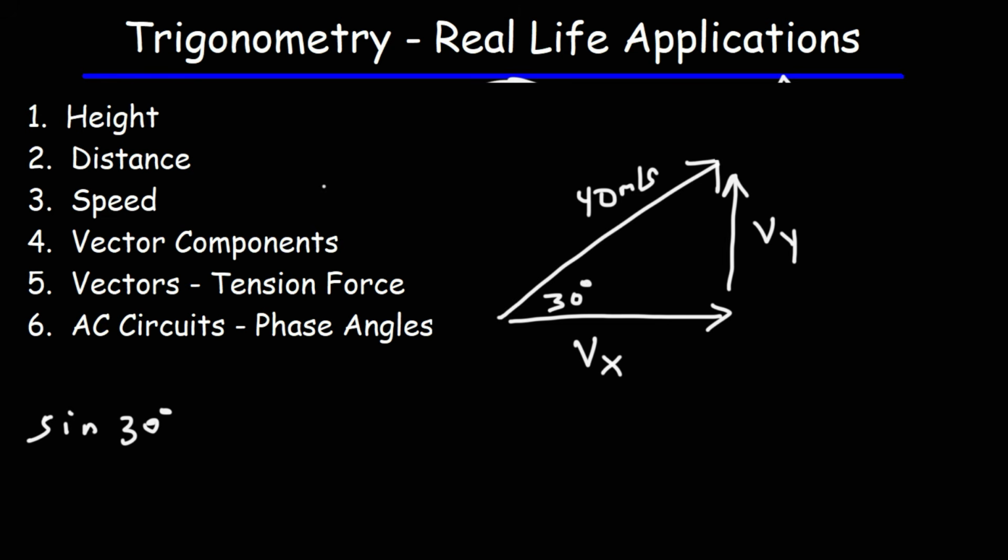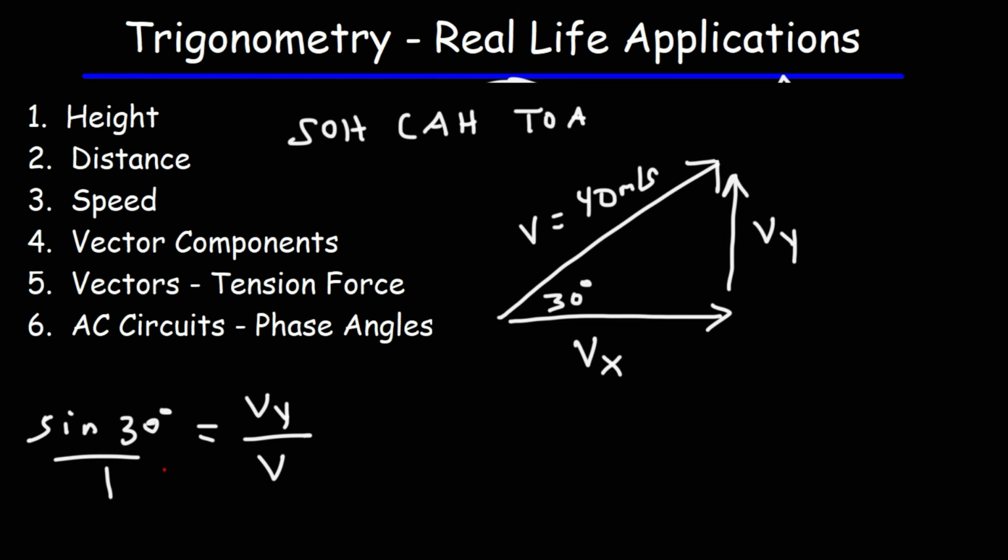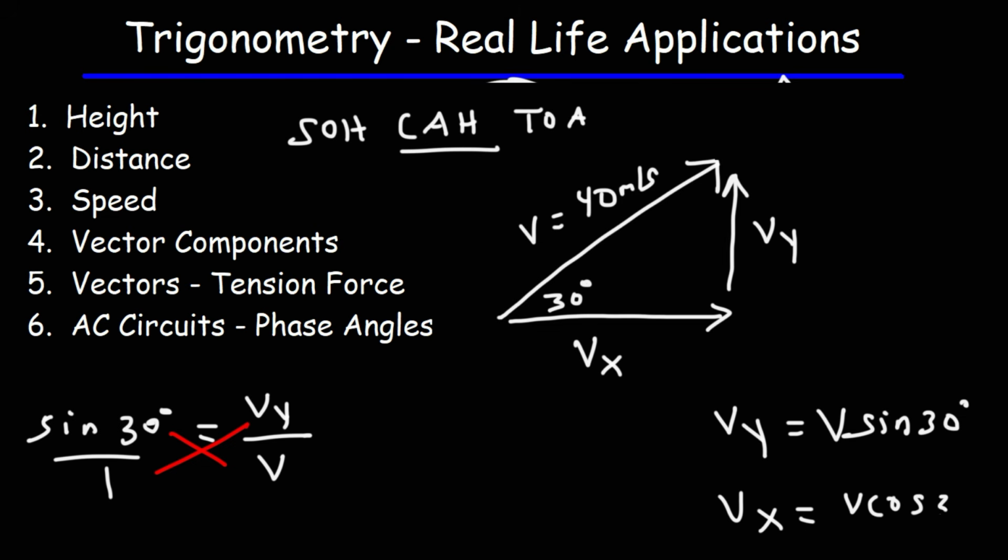Sine 30, if we use SOHCAHTOA, sine is opposite over hypotenuse. Opposite to the 30-degree angle is Vy, and the hypotenuse is V, which is 40. To get Vy, we need to cross multiply. So Vy is equal to V times sine 30. If you follow the same process for cosine, you get that Vx is going to be V cosine 30.